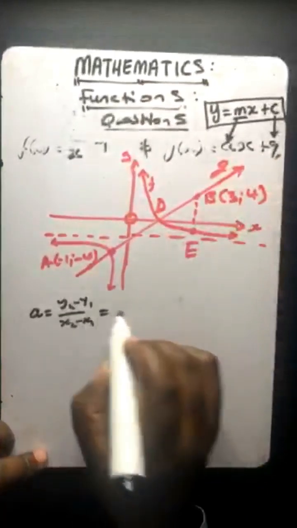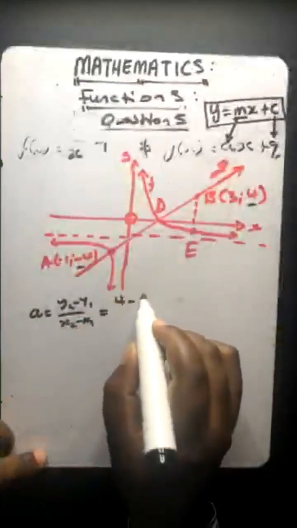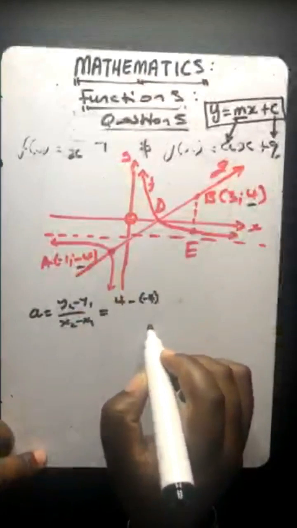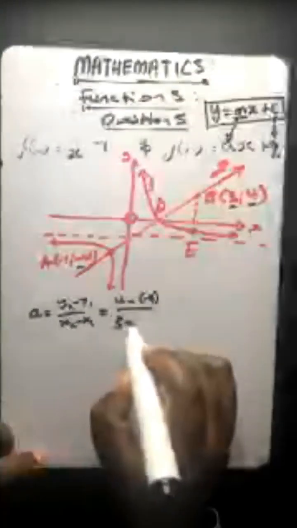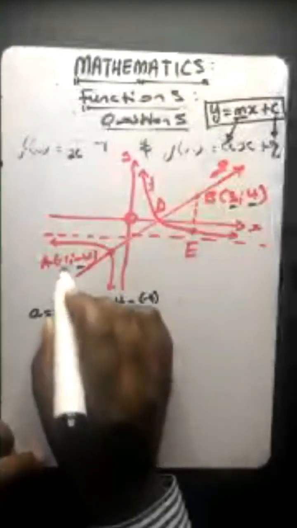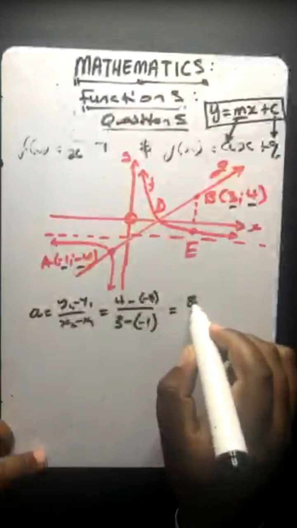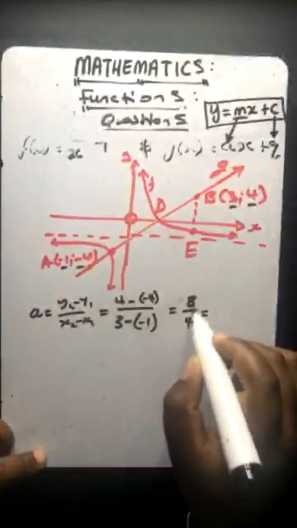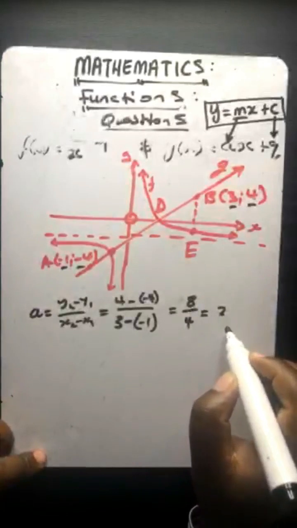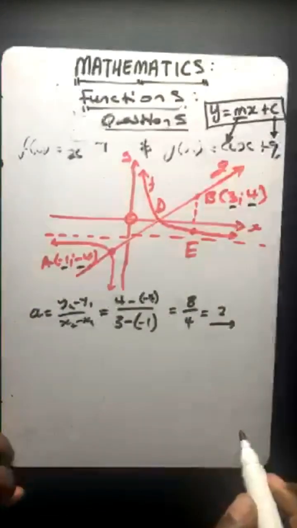What is y2? Is it not 4? What is y1? Is it not -4, inside the brackets? What is x2? Is it not 3, minus negative that? Then the one at the top gives you 8. The one at the bottom gives you 4. What is that divided by that? Is it not 2? I think it's 2. So that's how you've shown that a is 2.